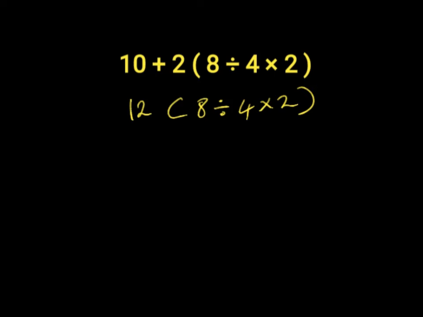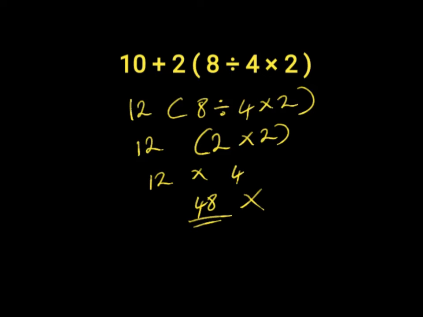Then we solve our parentheses. 8 divided by 4 will give us 2. Then we have 2 times 2. Put it down in our parentheses. Then bring our 12 here. 2 times 2 will give us 4. Then we are left with 12 times 4. 12 times 4 is 48.